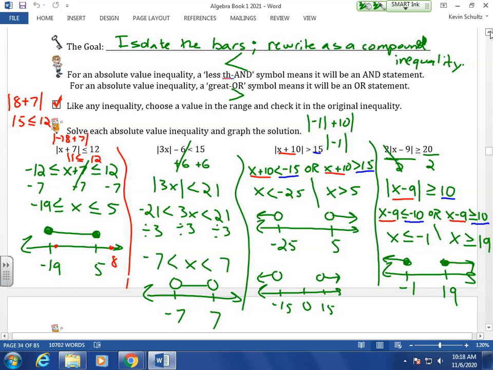21, right? If we take 21 and we go back to our original inequality, which is 2 times the absolute value of 21 minus 9, well, 21 minus 9 gives us 12. The absolute value of 12 equals 12. We multiply that by 2, and we get 24. And 24 is greater than or equal to 20. It is further away than 20 from 0. All right?